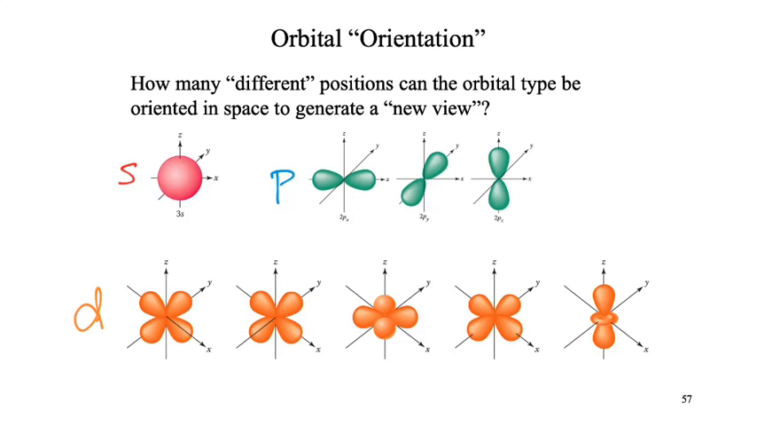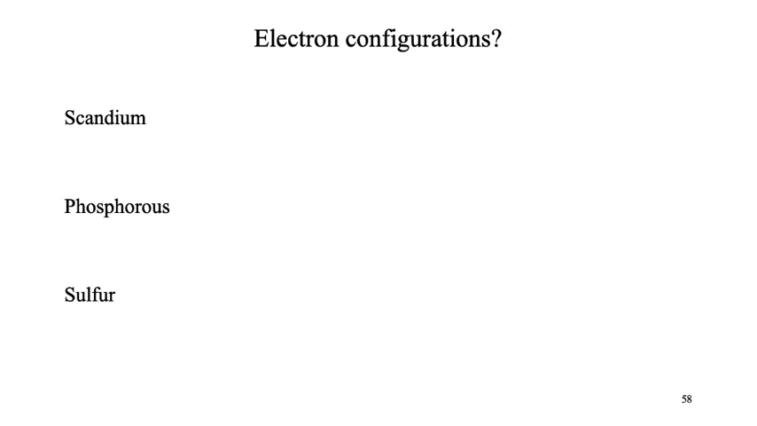For the S-type orbital, there's only one orientation, which means there's only one orbital. For the P-type orbital, there are three orientations, which means there's three orbitals. Since each orientation can hold 2 electrons, you get 6 total electrons in the P type. The D type, as that cloverleaf, has 5 different orientations. Each of those orientations counts as an orbital, which means you can put in 10 total electrons. That's what's going on within those orientations and those systems.